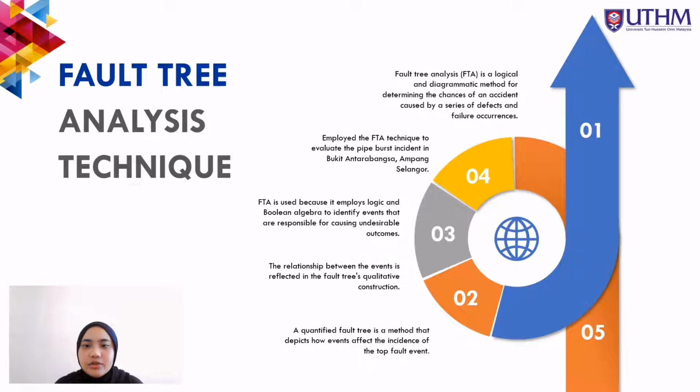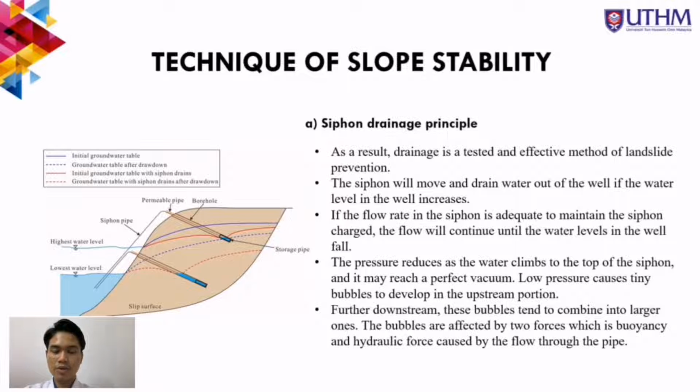Fault tree analysis is a logical and diagrammatic method for determining the chances of an accident caused by a series of defects and failure occurrences. It was employed to evaluate the pipe-burst incident in Bukit Antarabangsa, Ampang, Selangor. Next, FTA is used because it employs logic and Boolean algebra to identify events that are responsible for causing undesirable outcomes. The relationship between the events is reflected in the fault tree's qualitative construction. And the last one, a quantified fault tree, is a method that depicts how events affect the occurrence of the top fault event.